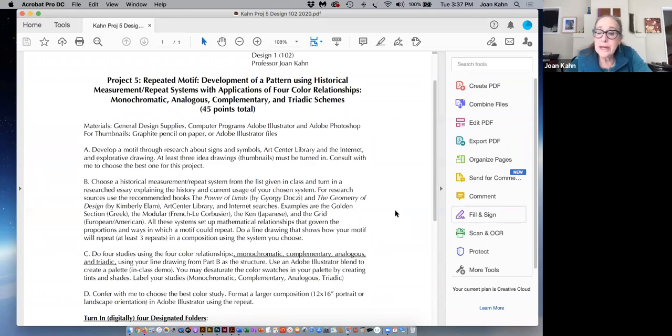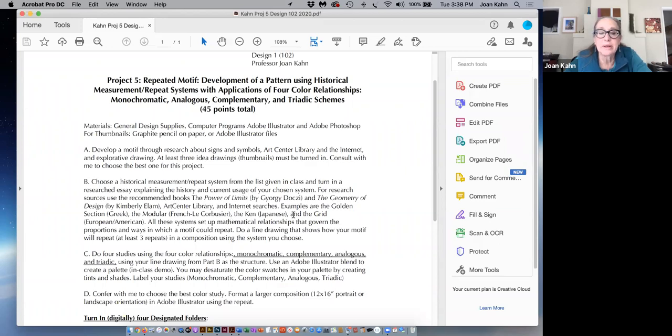So today we're going to work on the motif, but part B is to choose a historical measurement system from the list given in class and turn in a researched essay explaining the history and current usage of your chosen system. For research sources, use the recommended books, The Power of Limits by Dotze. He was an architect, and he wrote a very moving statement about why he wrote the book at the beginning in the introduction, which I may read you. And then also the Geometry of Design, which I just showed you. If you wanted, you can order those books if you have the impetus to go further.